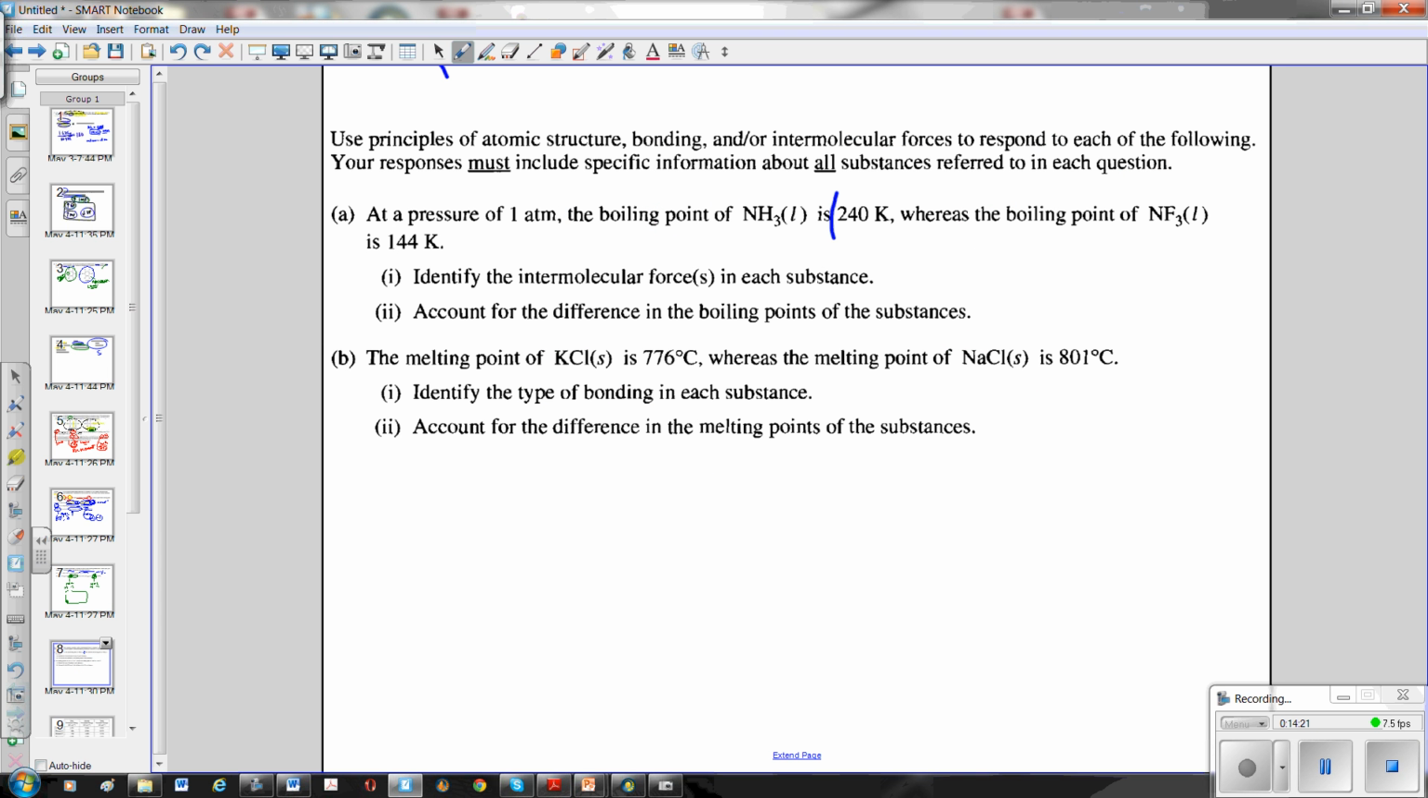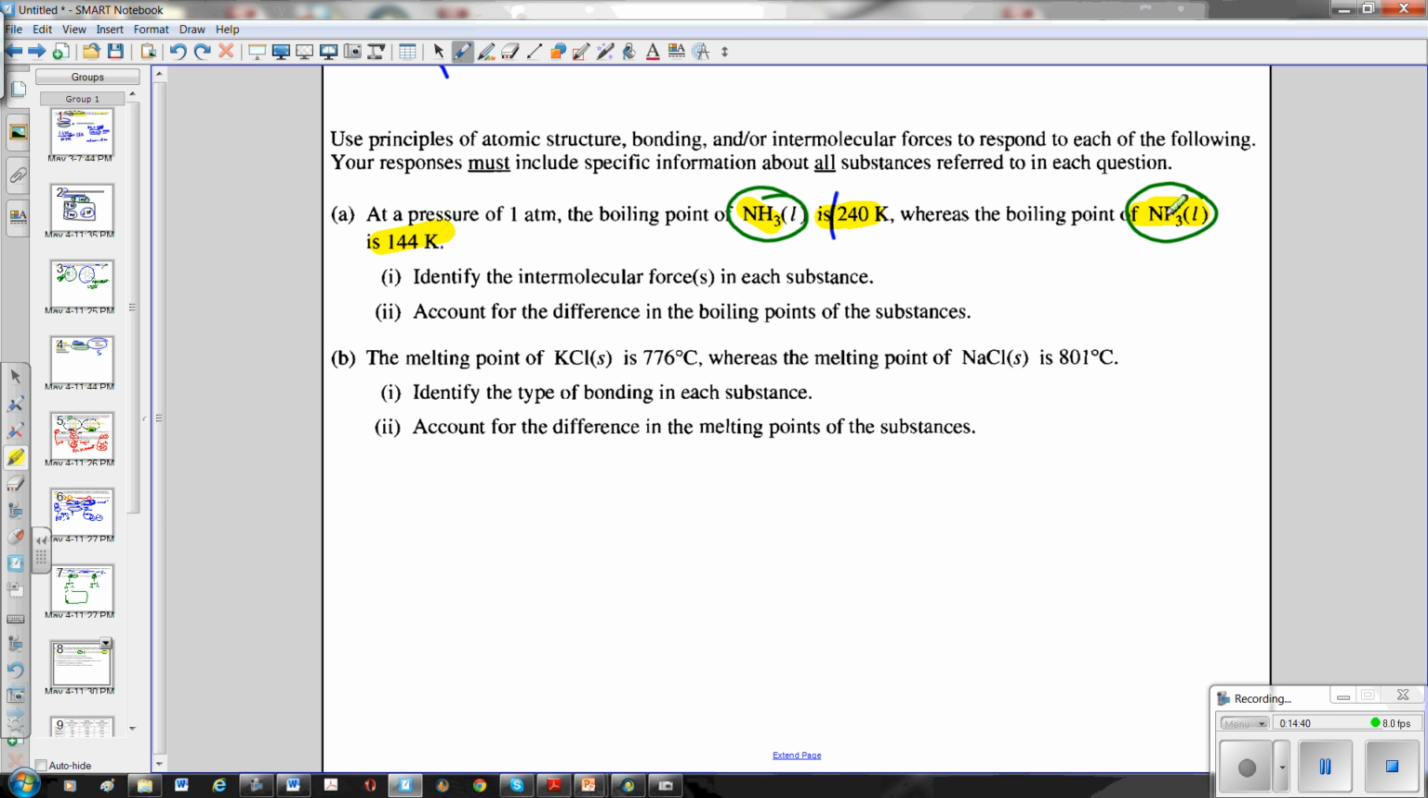Here's one last one, same thing you've seen before. NH3 and NF3. This one, because of the H, contains hydrogen bonding. It has a higher boiling point, 240 versus 144. They both have London forces. This one is a dipole.